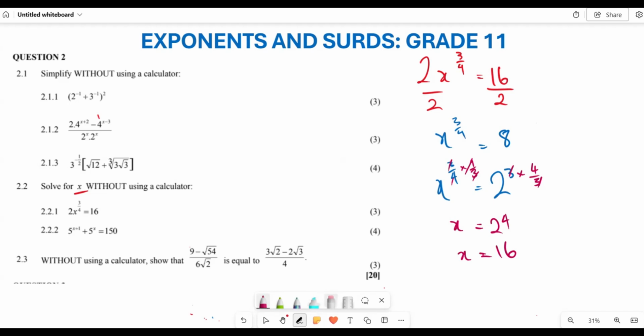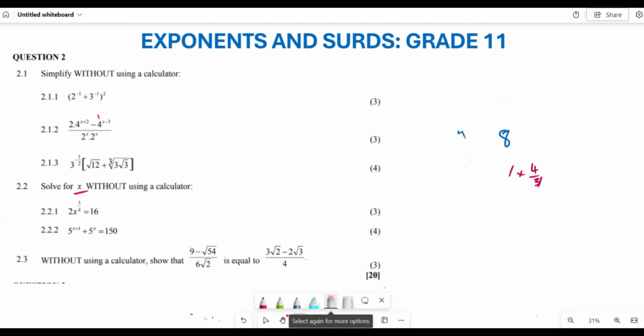So now let's look at the second one. Right, let's just make up our space and look at the second one and see in terms of what it is that we can do in the second one. Now, in the second one, can you see that here you are having 5 to the power of x plus 1, this is going to be plus, this is the same as 5 to the power of x is equals to 150 altogether.